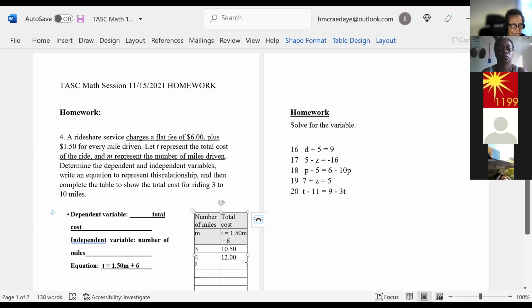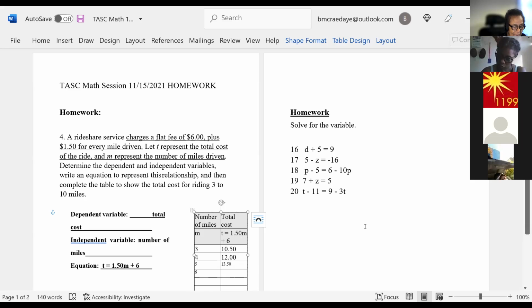What will be the total cost for 5 miles? $13.50. That's right, $13.50. So each time you're just really adding what? $1.50. So when you get to 6 miles, what would it be?